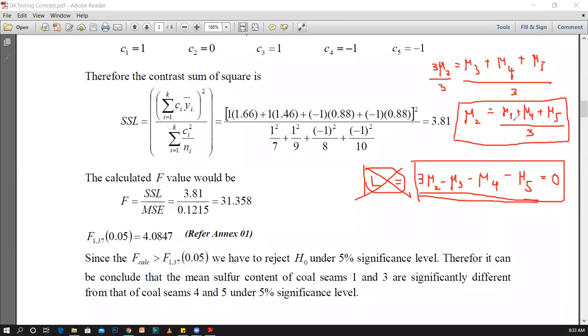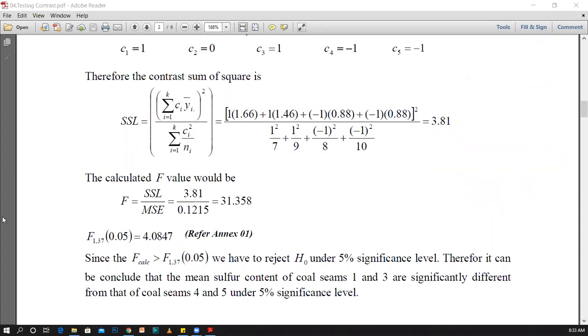Likewise, you have to always build up a meaningful contrast. We can define whatever number of contrasts, but even though we are defining several contrasts, those contrasts should be meaningful.